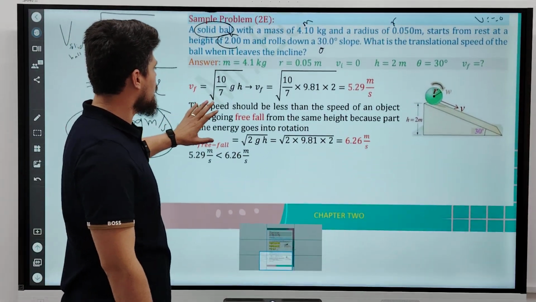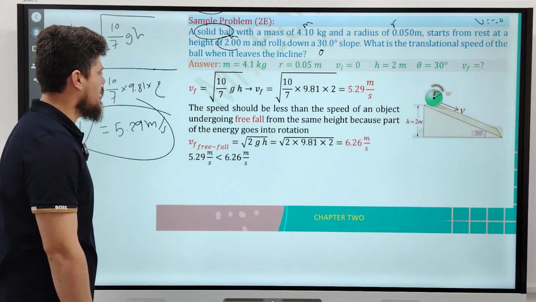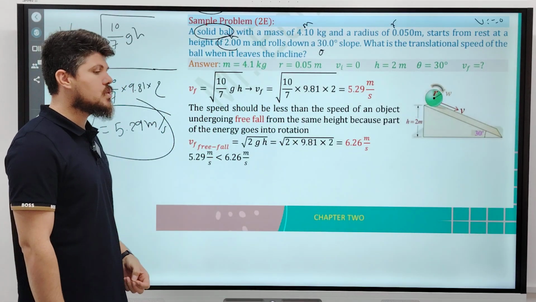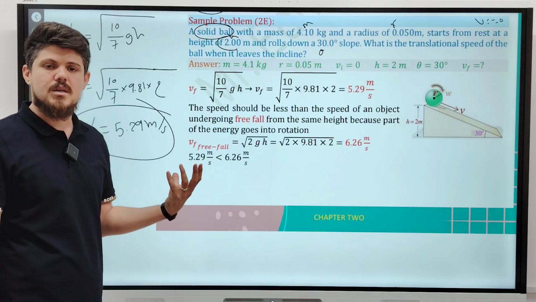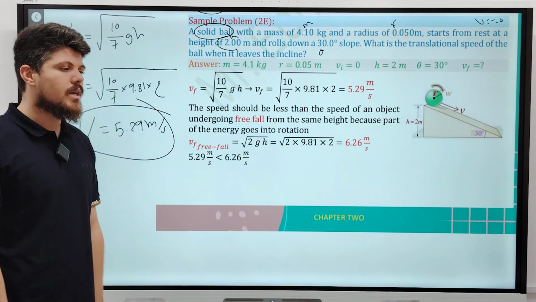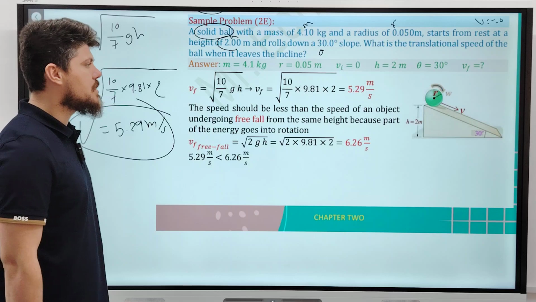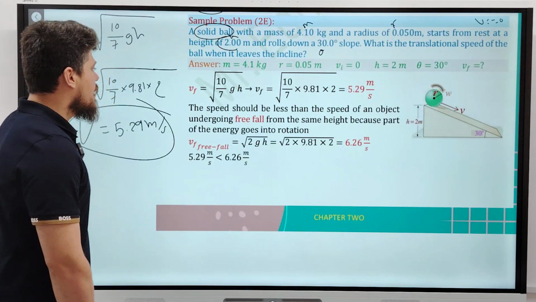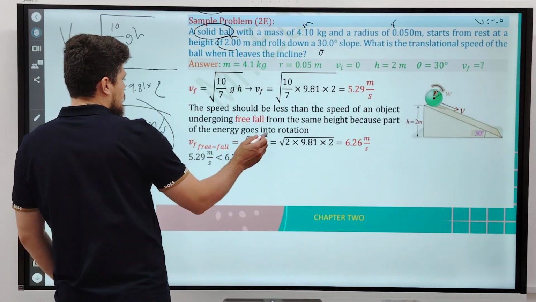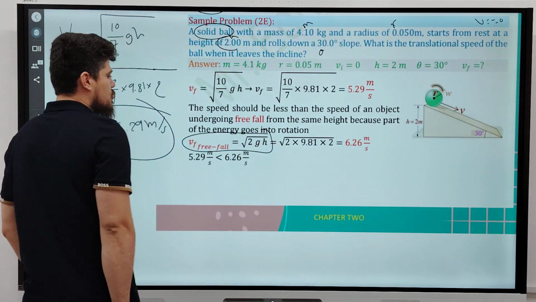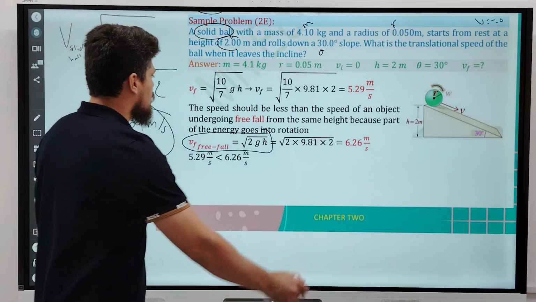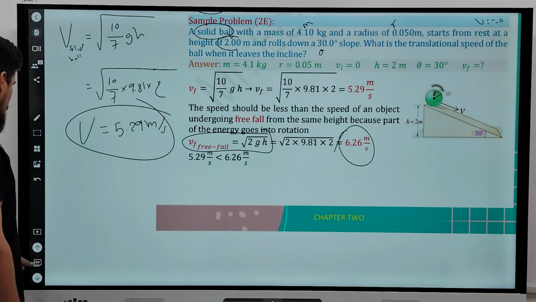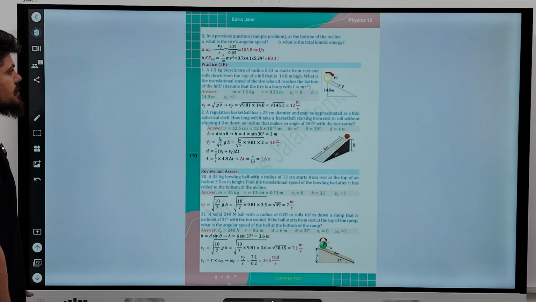So I added another piece of information. For this question, the speed should be less than the speed of an object in free fall. Which one has more speed? The free fall has. When the object is falling through the air due to gravity, it has more speed than rolling on a rough surface. Okay, because the free fall velocity is the square root of 2gh for all shapes, that is why its velocity is 6.26, bigger than on the incline.